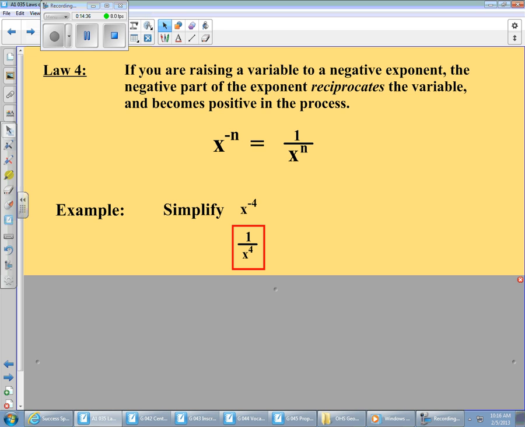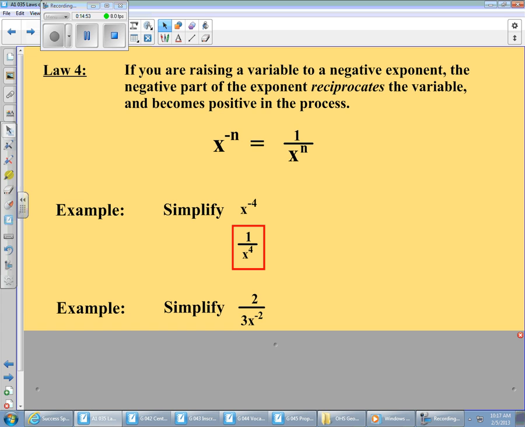And it will be in the denominator. And that is what has happened here. Now, when we say it reciprocates, it doesn't mean that we flip the entire fraction, because it's actually possible we may not be flipping more than just one thing in the fraction. And we'll get to some more examples of that here in just a second. Let's look at one more basic one.